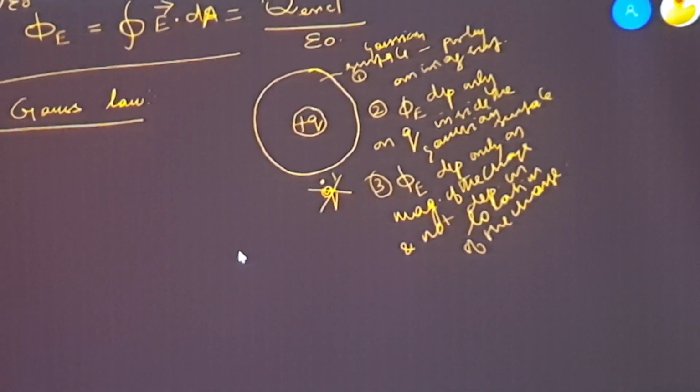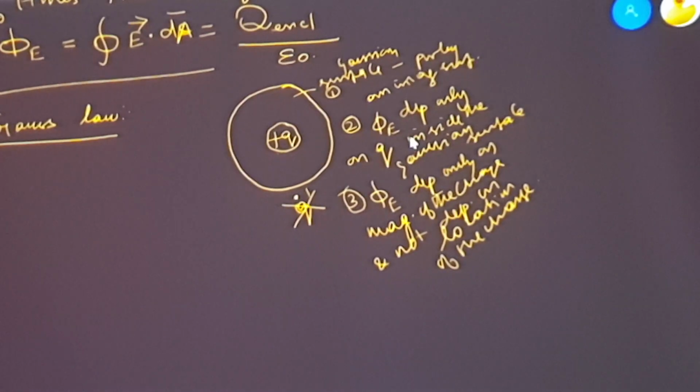Then the second point that I have told is that the flux available depends only on the magnitude of the charge that is kept inside the Gaussian surface. If you are having any charge outside, that charge won't contribute any flux to this closed surface.